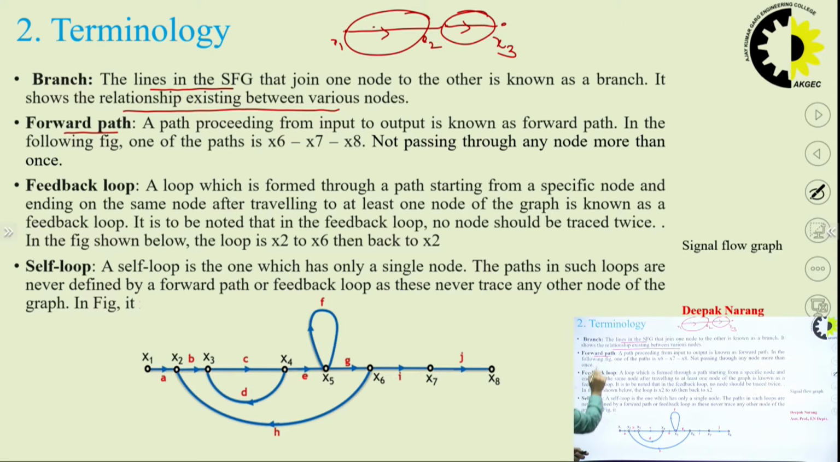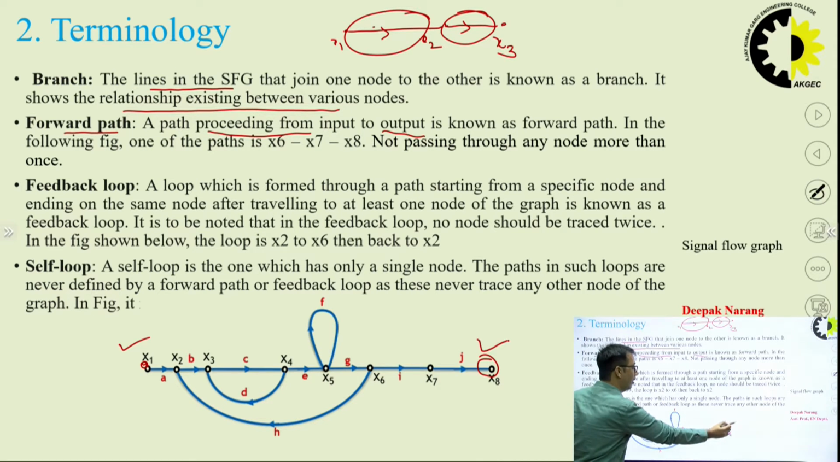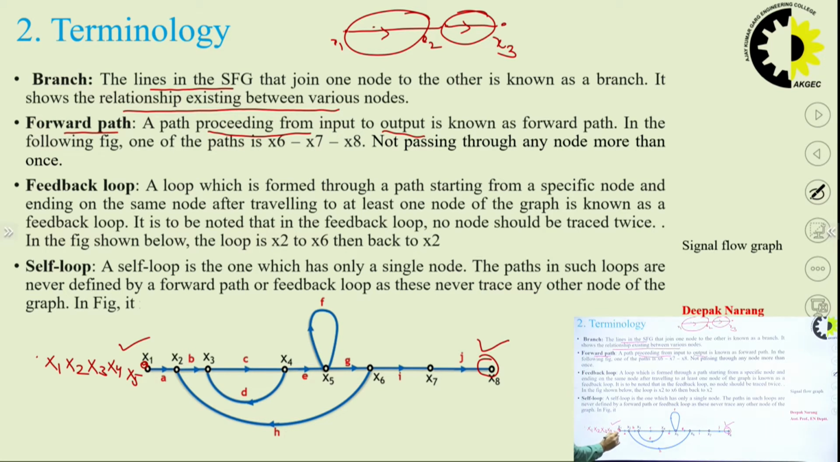Next is forward path. A path proceeding from input to output is known as forward path. In the following figure, we can see this path is starting from this and terminating at this output node. So any path which can start from this input node and which is terminating at output node is termed as forward path. For example, here x1, x2, x3, x4, x5, x6, x7 and x8. This is our forward path.